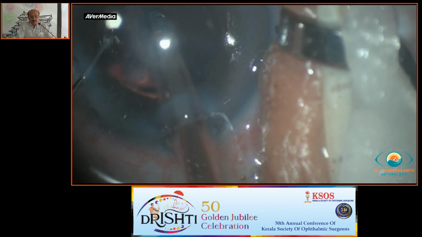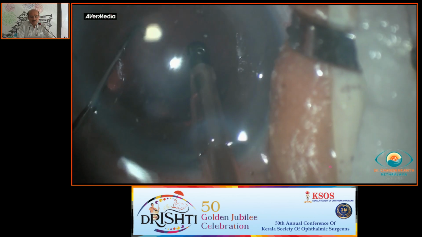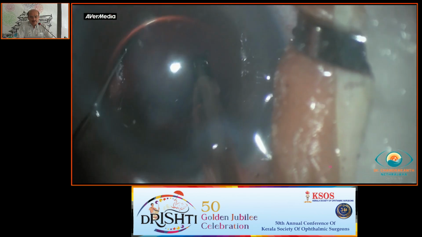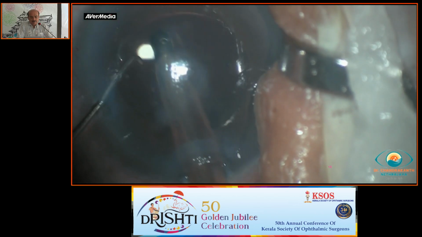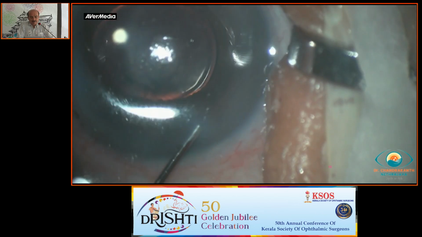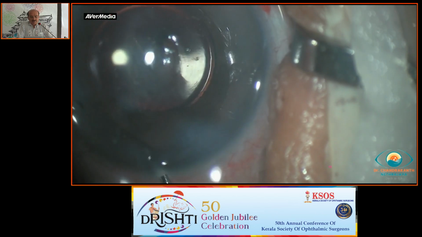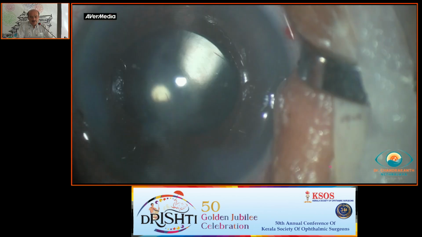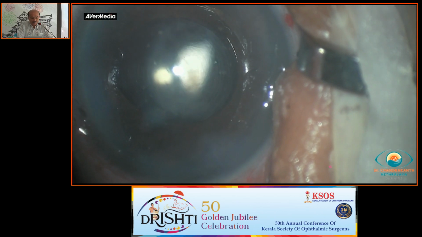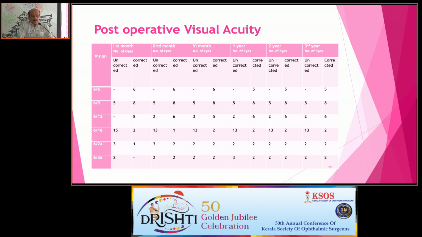You can see the corneal opacity is an advanced case of keratoconus. Take care to see that it is covered. The toric lenses are kept in the proper axis, which is already marked. This is the visual acuity chart.